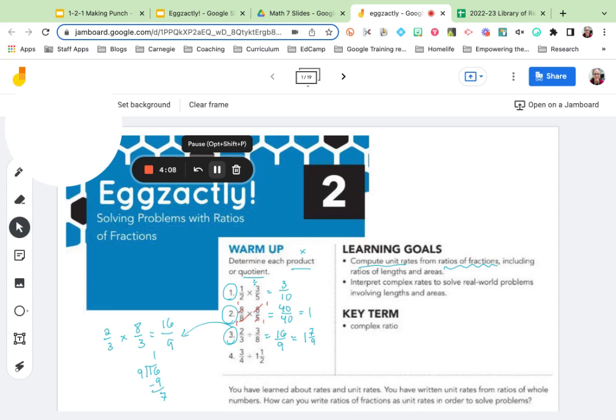We'll have fractions of fractions, and we'll be using that for length and area. Next, we'll be interpreting complex rates to solve real-world problems involving length and area. So we're getting into a little bit of geometry today too. Let's take a look at the next page in your book.